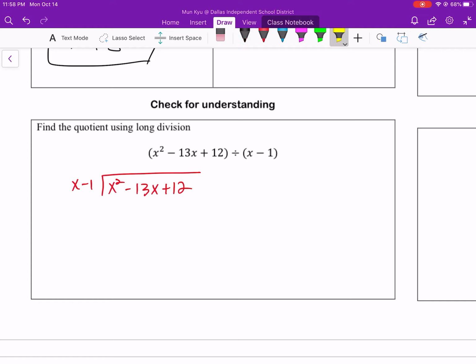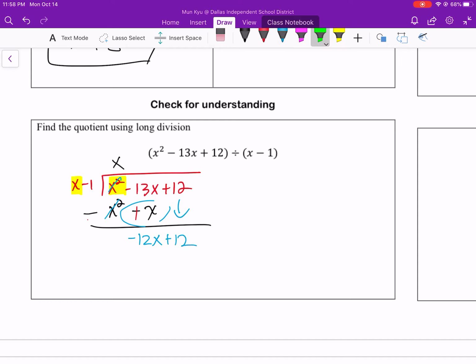So here, if you want to match up x squared with this x, you have to multiply by x here, which means x times x is going to be x squared. x times negative 1 is going to be negative x. And here, if you subtract it, your sign is going to be changed. x squared minus x squared will disappear. Negative 13x plus x is going to be negative 12x. And this 12, we have nothing to do with, so we will just bring it down.